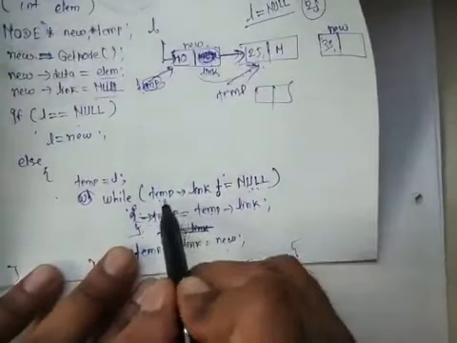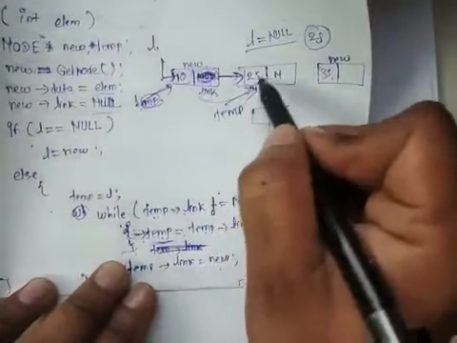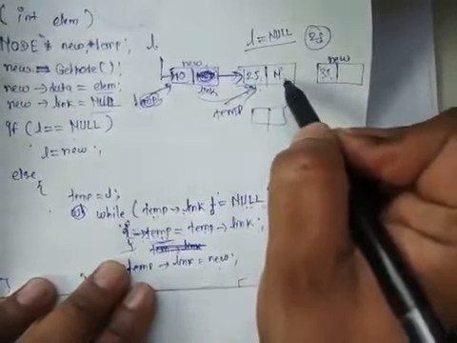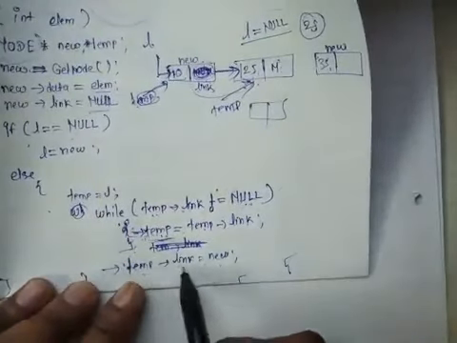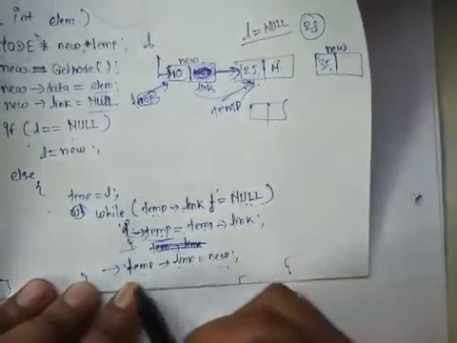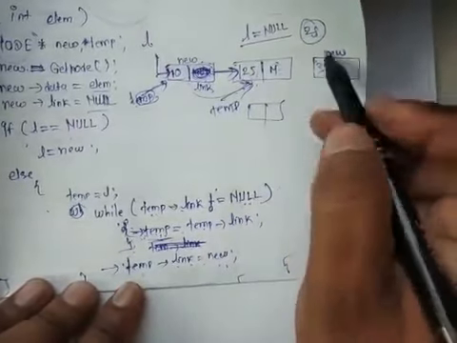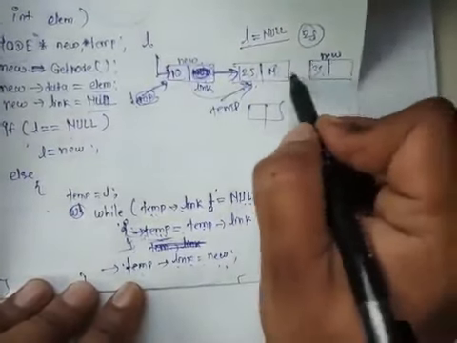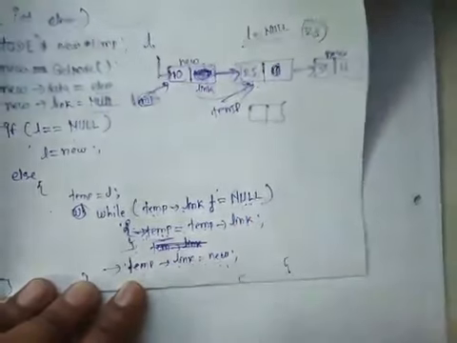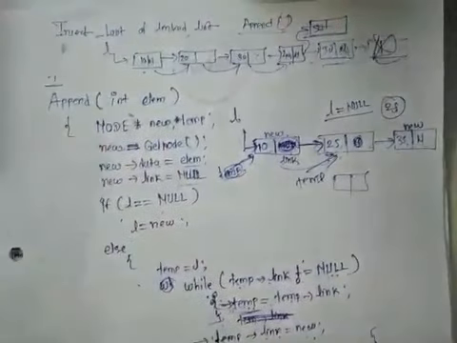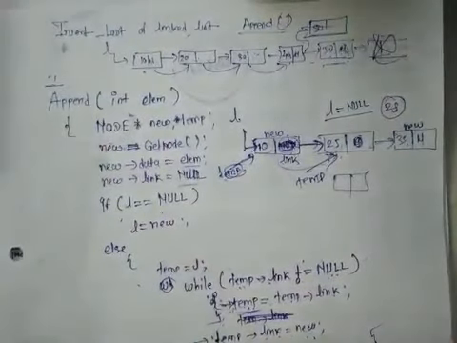Now let's check. Temp of link is not equal to null? It is equal to null, so it will not jump to the while loop. It will jump to the next line, temp of link is equal to new. So whatever new is created is linked here, it will point to the address of this, and this will hold null. In this way we can perform the append operation in a linked list.